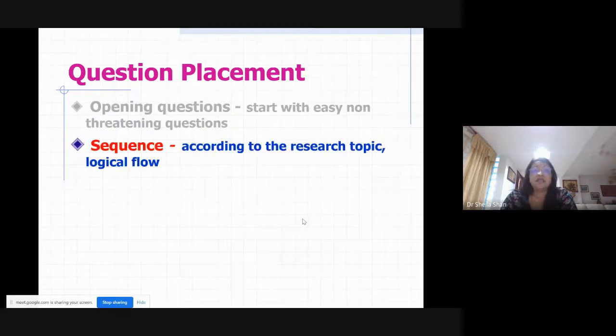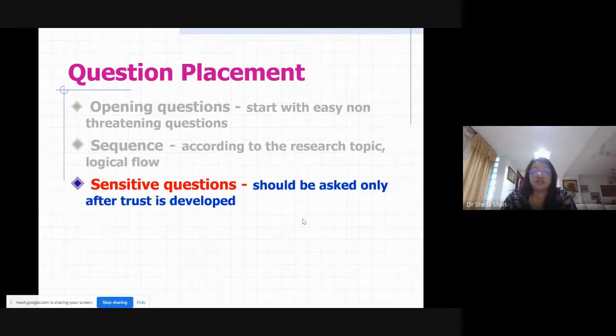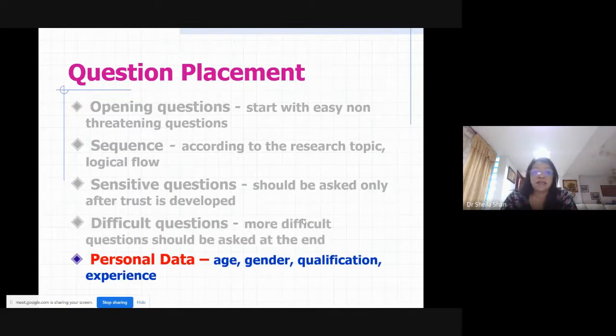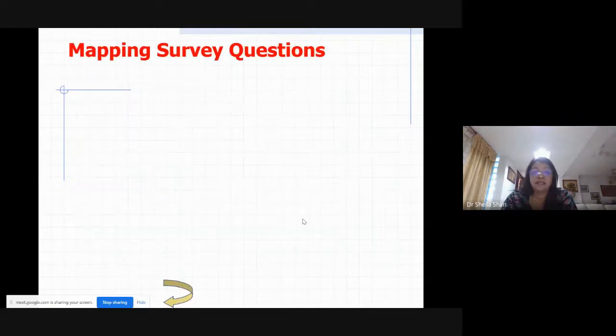When you write questions, start with an opening question that is easy and non-threatening. Then follow according to your research topic. Sensitive questions only come after trust is developed. That means don't straight away ask a sensitive question. There are also a few criteria for how sensitive a question is. You do not attack certain groups. You cannot attack any group with a question. Difficult questions should be asked at the end. Personal data comes last. Don't ask personal data in the early stage.